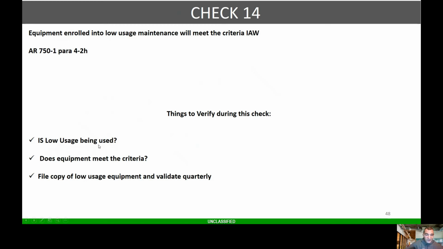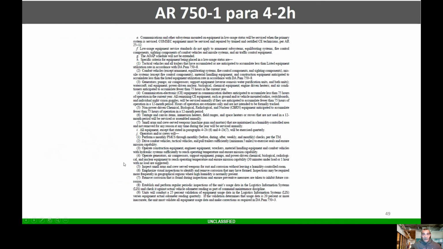So a couple things I look for is low usage being used. Does the equipment meet the criteria? And are there low equipment usage memos filed? So 750-1, paragraph 4-2H, right? There's a bunch of stuff in here that is pretty cool. I find it really cool.